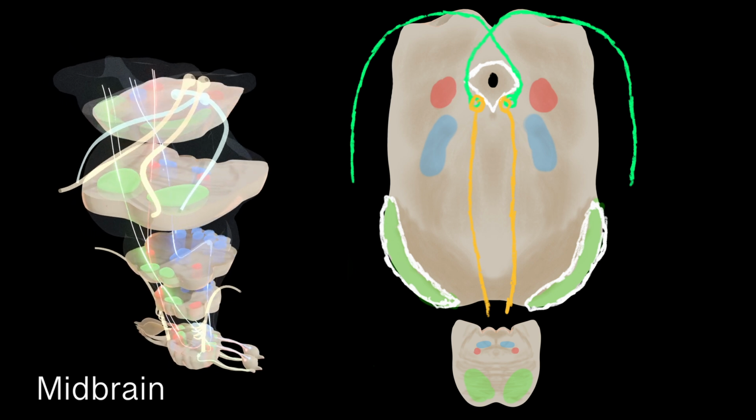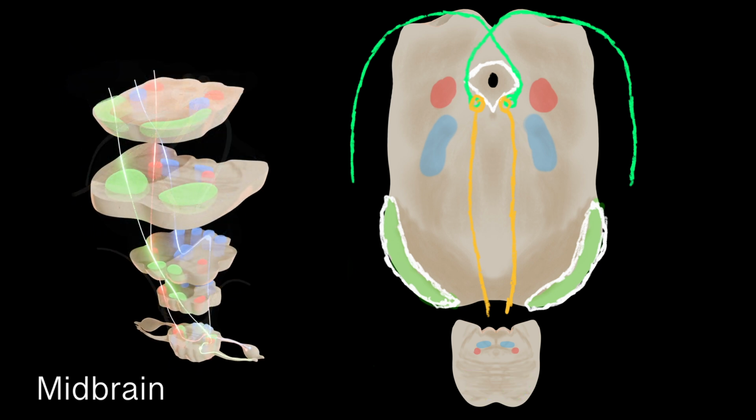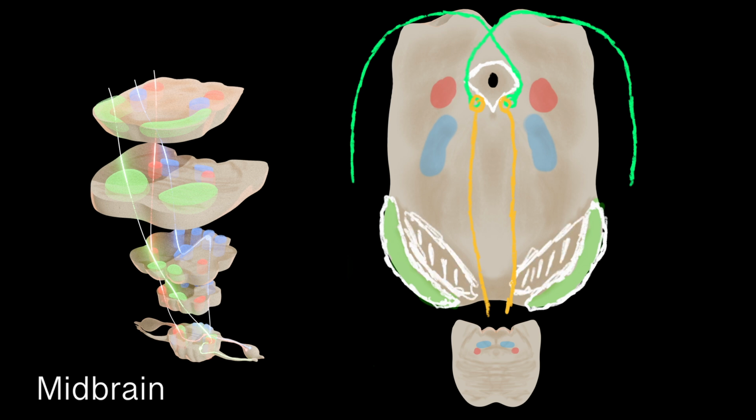Now, to conclude our tour of the midbrain, we need to talk about the substantia nigra and the red nucleus. The substantia nigra is known for its role in motor control. Specifically, it's a key part of the basal ganglia circuit. It helps initiate and smooth out voluntary movements, and damage here is a hallmark of Parkinson's disease, where you get tremors and difficulty initiating movement because of dopamine loss.